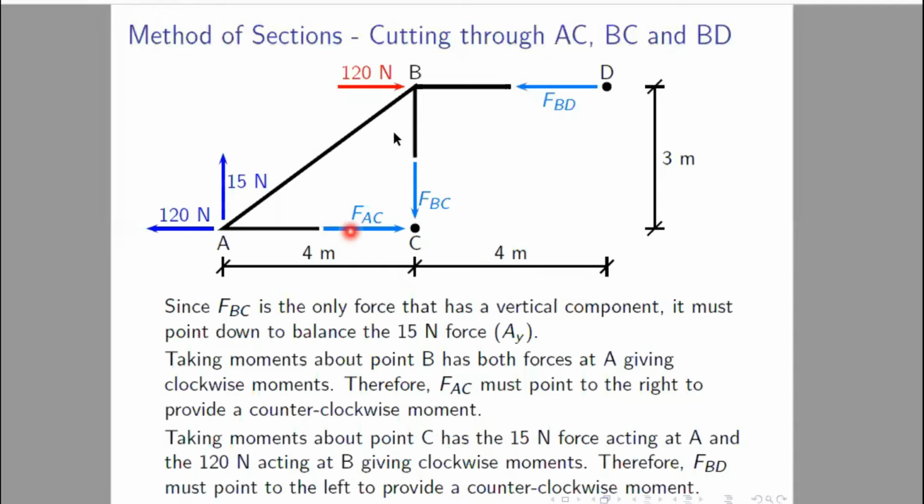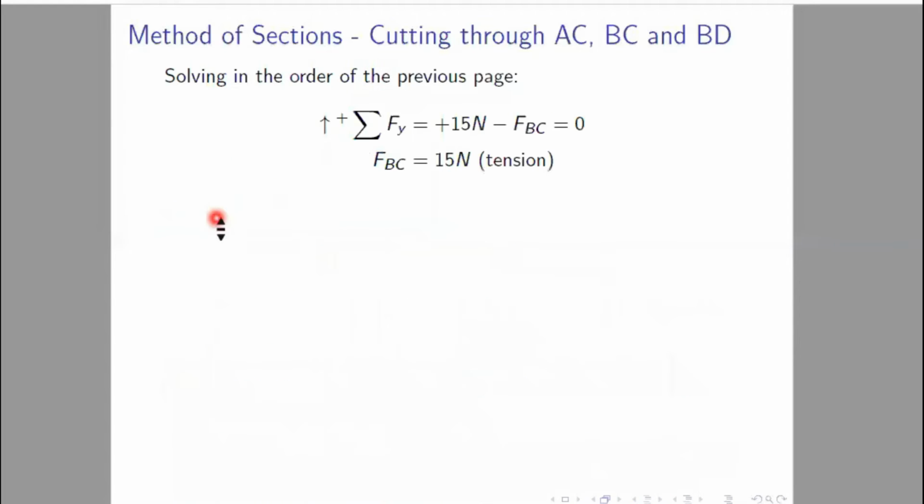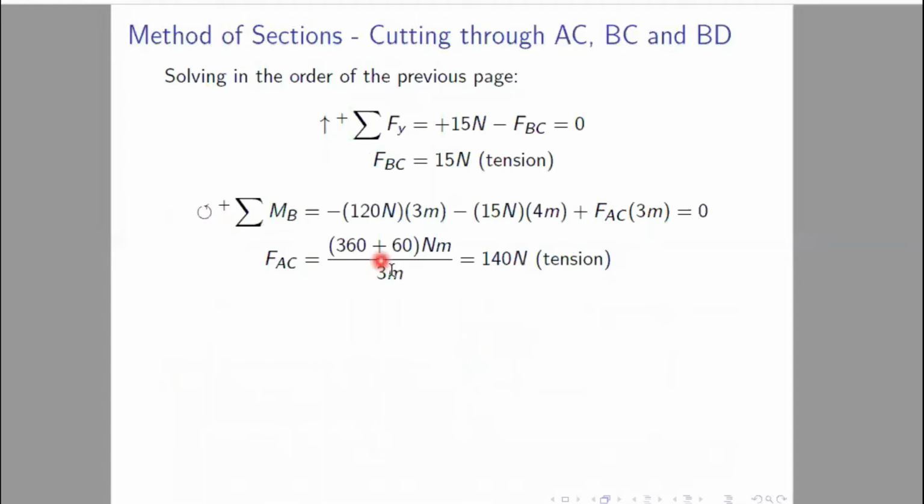So now we are taking moment about B, and if we take moment about B, this force will have no contribution, and this force will have no contribution. The only unknown member force contributing in this moment equation will be FAC, and our known forces are 15 and 120. If we apply the moment, we will get minus 120 into 3 minus 15 into 4 plus FAC into 3 equals 0.